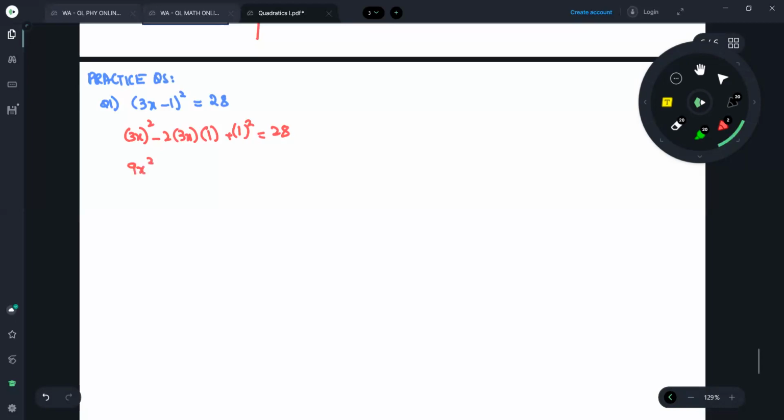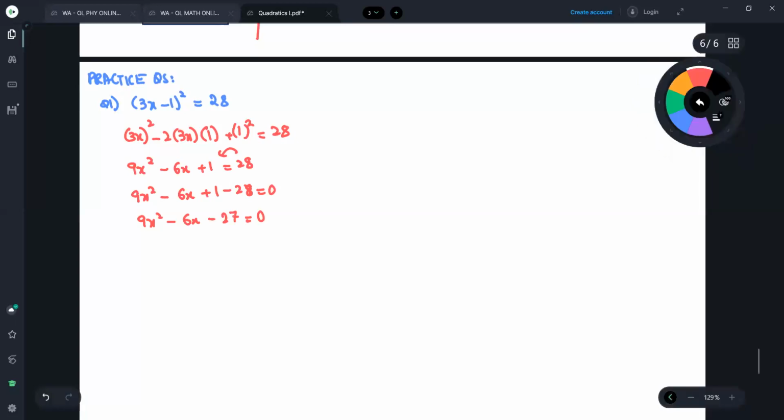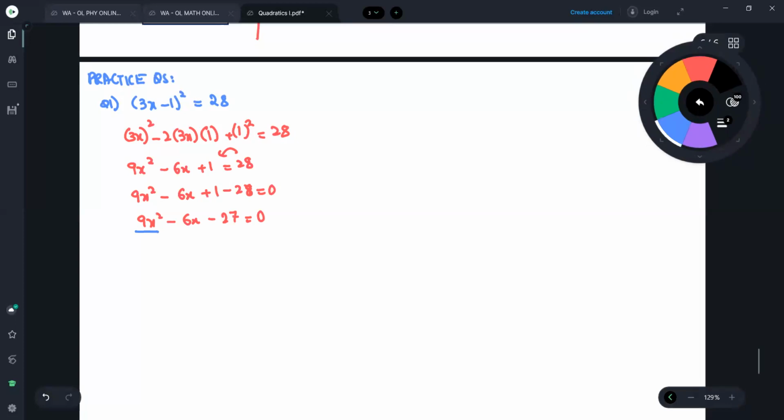This is going to be 9x square minus 6x minus 6x plus 1 is equals to 28. Now, can you bring the 28 to this side? It's going to be 9x square minus 6x plus 1 minus 28 equals 0. So 9x square minus 6x minus 27 equals 0. Yes or no? Yes, sir.